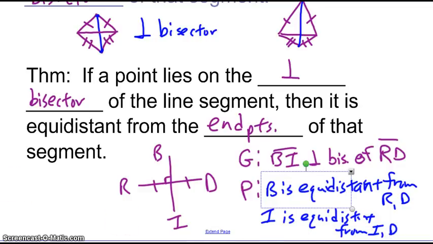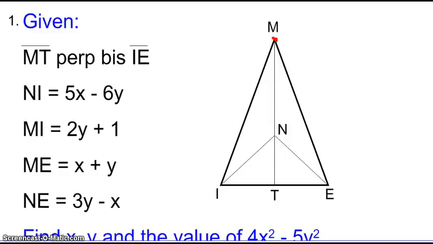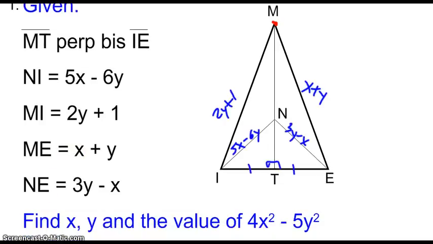So let's move on to our first example. Go ahead and pause the video and please label all the information on the left-hand side onto the diagram and then push play when you're ready to resume. Okay, so with your diagram marked, we know the given information. We know that MT is the perpendicular bisector of IE. And since the point M lies on the perpendicular bisector, we know that MI and ME are congruent because M is equidistant from I and E, as well as IN and EN would also be congruent.